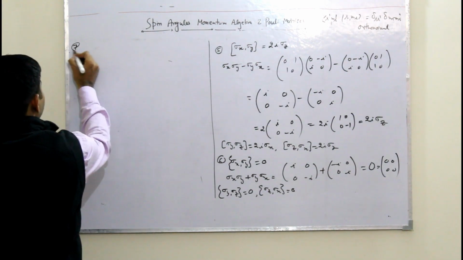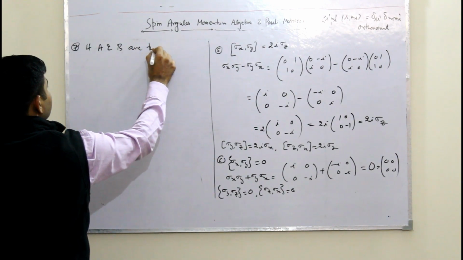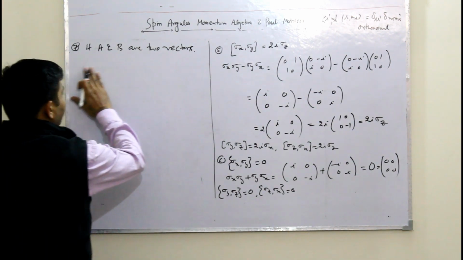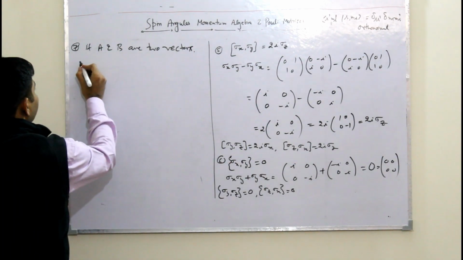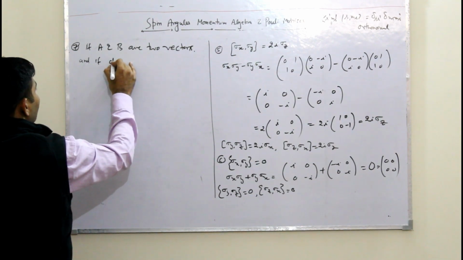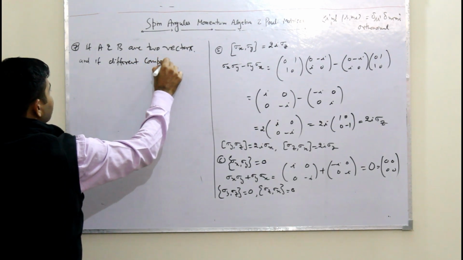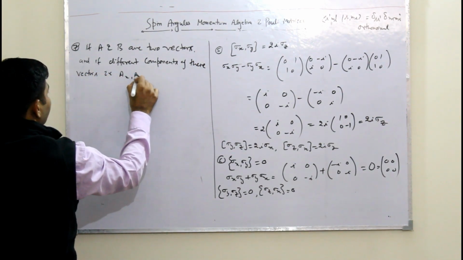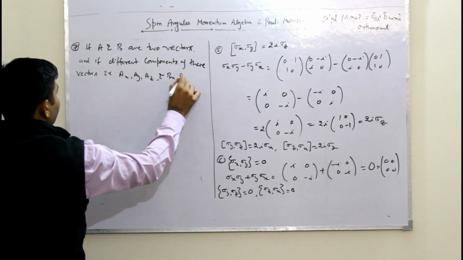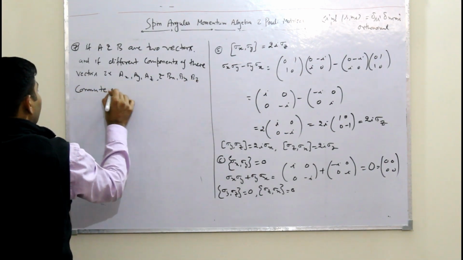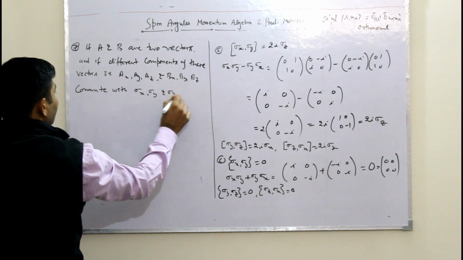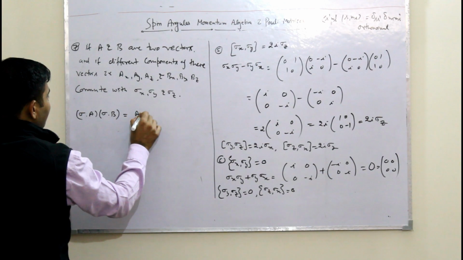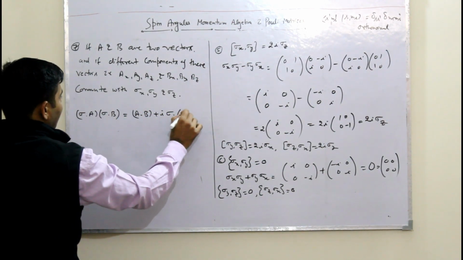All right, seventh point. If A and B are two vectors of a linear vector space, which is a Hilbert space, for example, in our case in quantum mechanics, and if the different components of these vectors, that is ax, ay, az, bx, by, bz, commute with sigma x, sigma y, and sigma z, then it can be shown that sigma dot A, sigma dot B is equal to A dot B plus iota sigma dot A cross B.